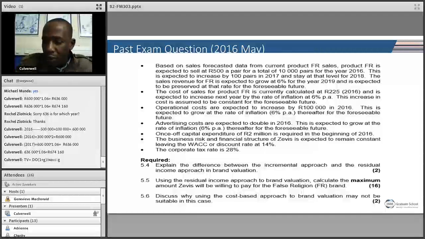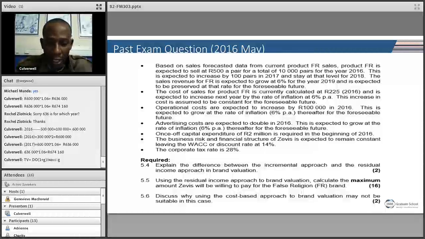Are you guys with me there on the terminal value calculation? You take your profit for year 2018, which is the last year, multiplied by 1 plus g. Your g is the growth rate. The growth rate mentioned is 6%, which FR and Z will be growing at from year 2019 onwards, divided by your WACC, which is 14%, 0.14, minus your g, which is your growth rate of 6%, which is 0.06. That should give you your terminal value.